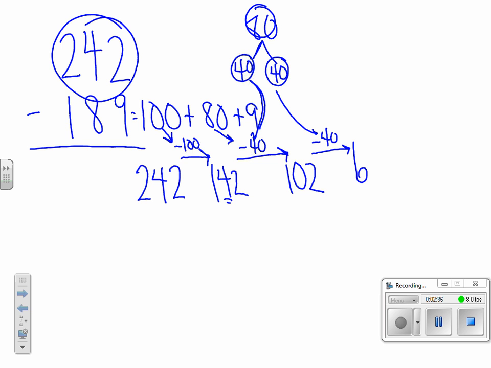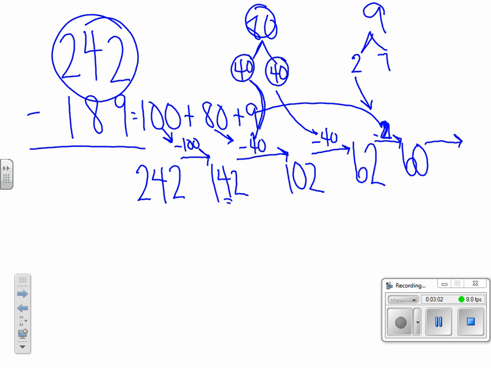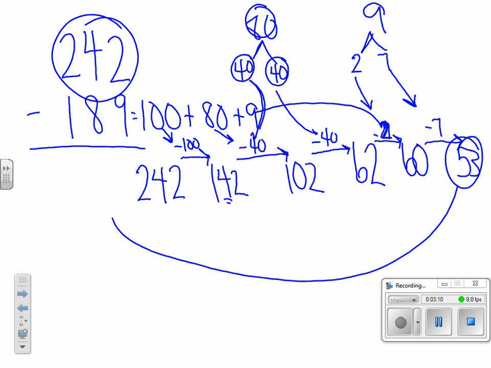So now I'm actually at 62. And then I have this 9 that I get to take away. Now I could easily do this, but if you see, 9 can actually be broken up into a 2 and a 7. So if you have students that have sort of a hard time leaping over the 10s or the 100s, you can actually do it this way and get down to the 10 and then the 7. That gives me 53 as my answer. And this, of course, is the arrow way.